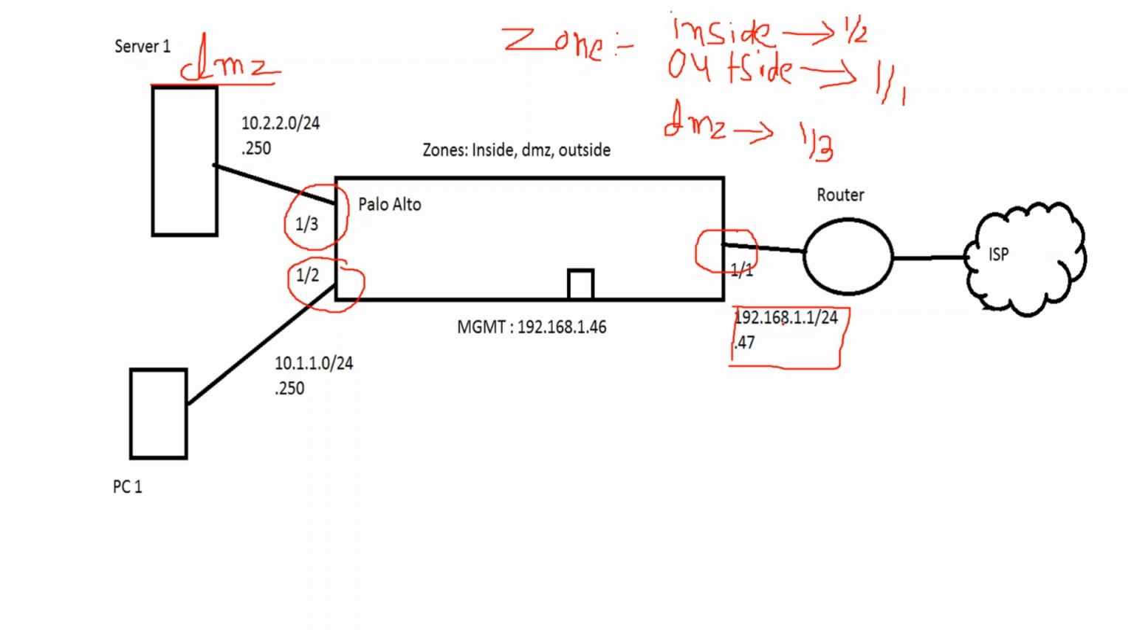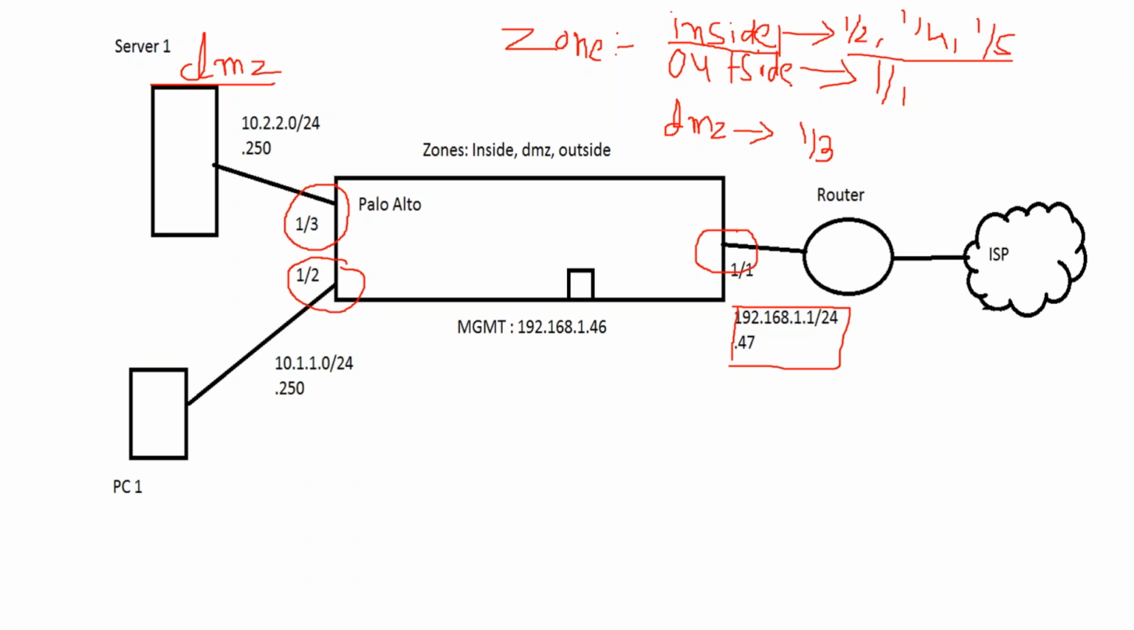Now suppose in a large organization, what happens? In this diagram we have only one internal network, 1/2. But in a large organization, you have different local area networks for groups of people, based on department size. So in this inside network you might have more than one network interface, say 1/4, 1/5, like this. All these interfaces are included into the inside zone.